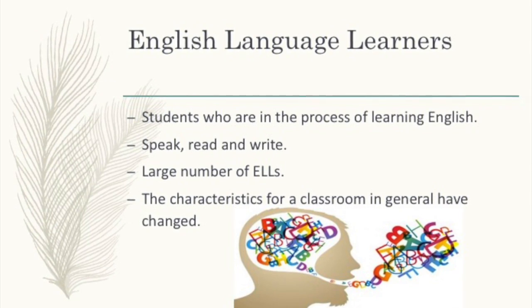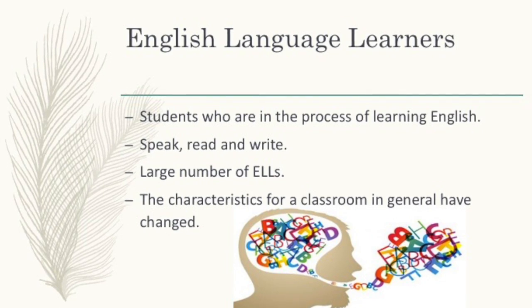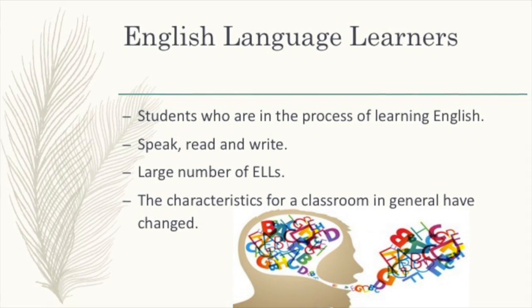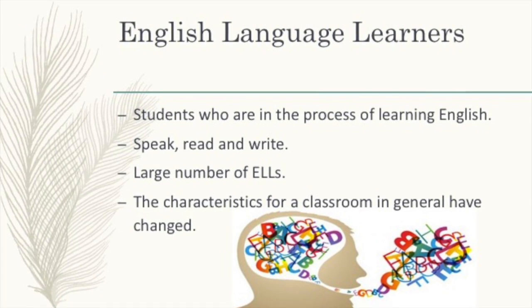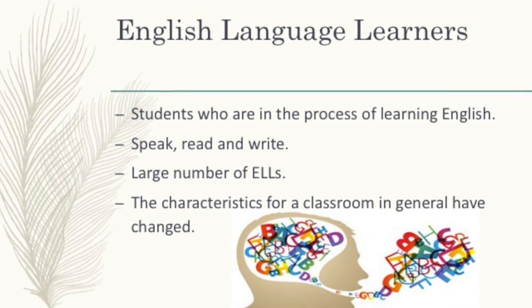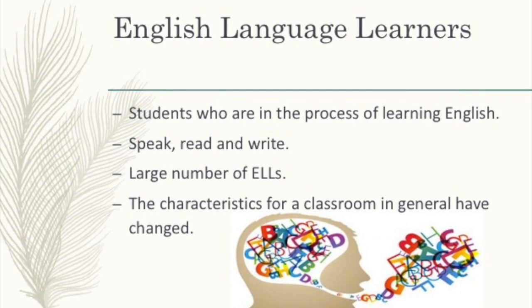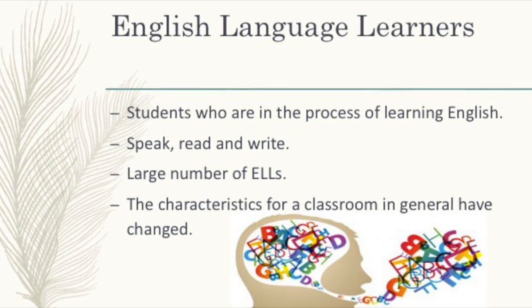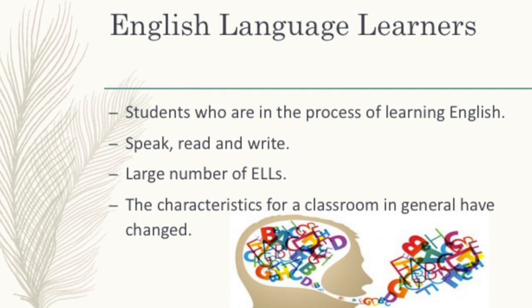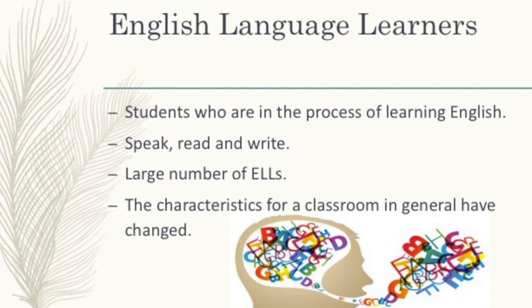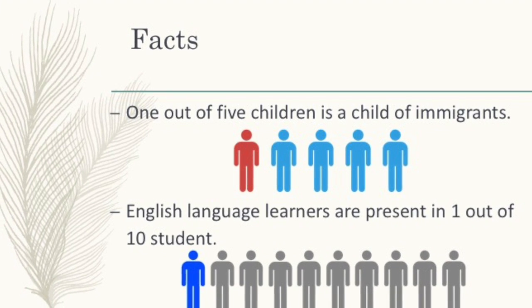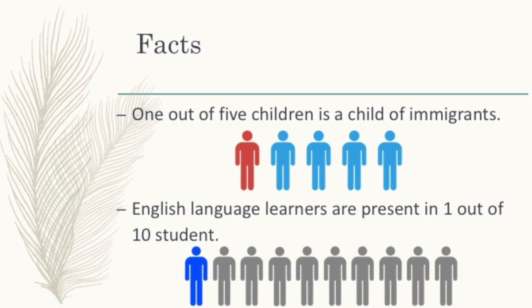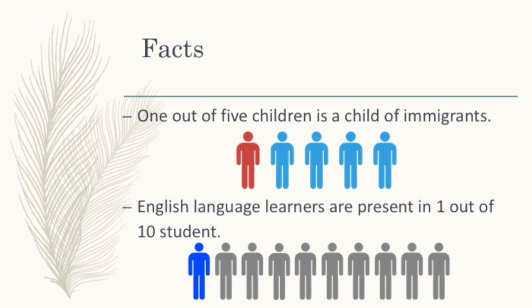Now, let's talk about our second group, English language learners. These are students who are in the process of learning English. They need to know how to speak, read, and write it. Although we might have an increasing number of students with disabilities, we have an even bigger number for ELLs. Before we start, think about how the US population has changed through the years. The characteristics for a classroom in general have changed. The truth is that 1 out of 5 children is a child of migrants, and also, English language learners are present in 1 out of 10 students.